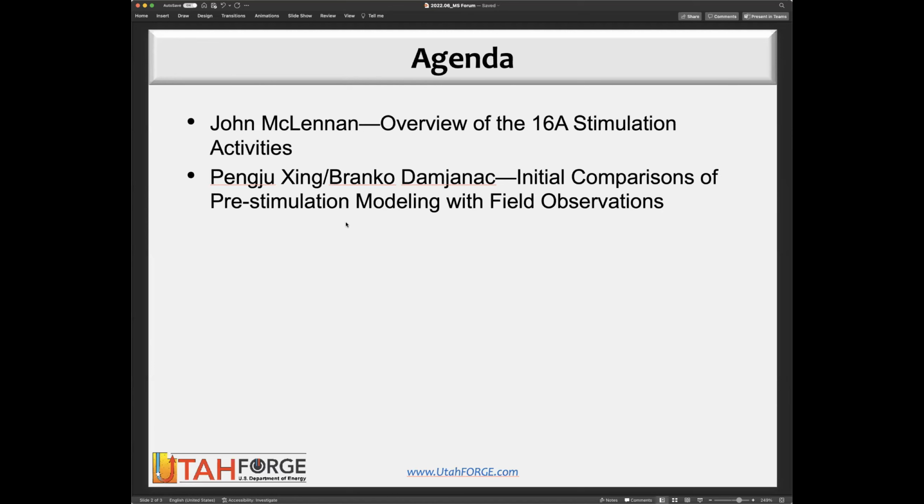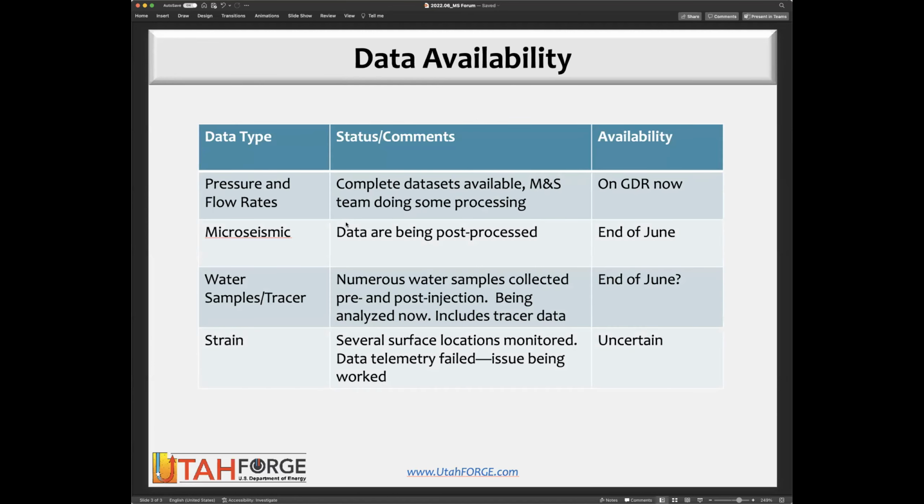But before I turn it over to John, I just want to say one thing, because I know that everyone is thinking of this. It's going to tie into our future plans. It is some of the data availability from the recent stimulation. So, John, correct me if I'm wrong here, but for the pressure and flow rates from the field experiments, those are on GDR now, correct? As are the tracer data. Oh, okay. That was new to me. I didn't learn that yet.